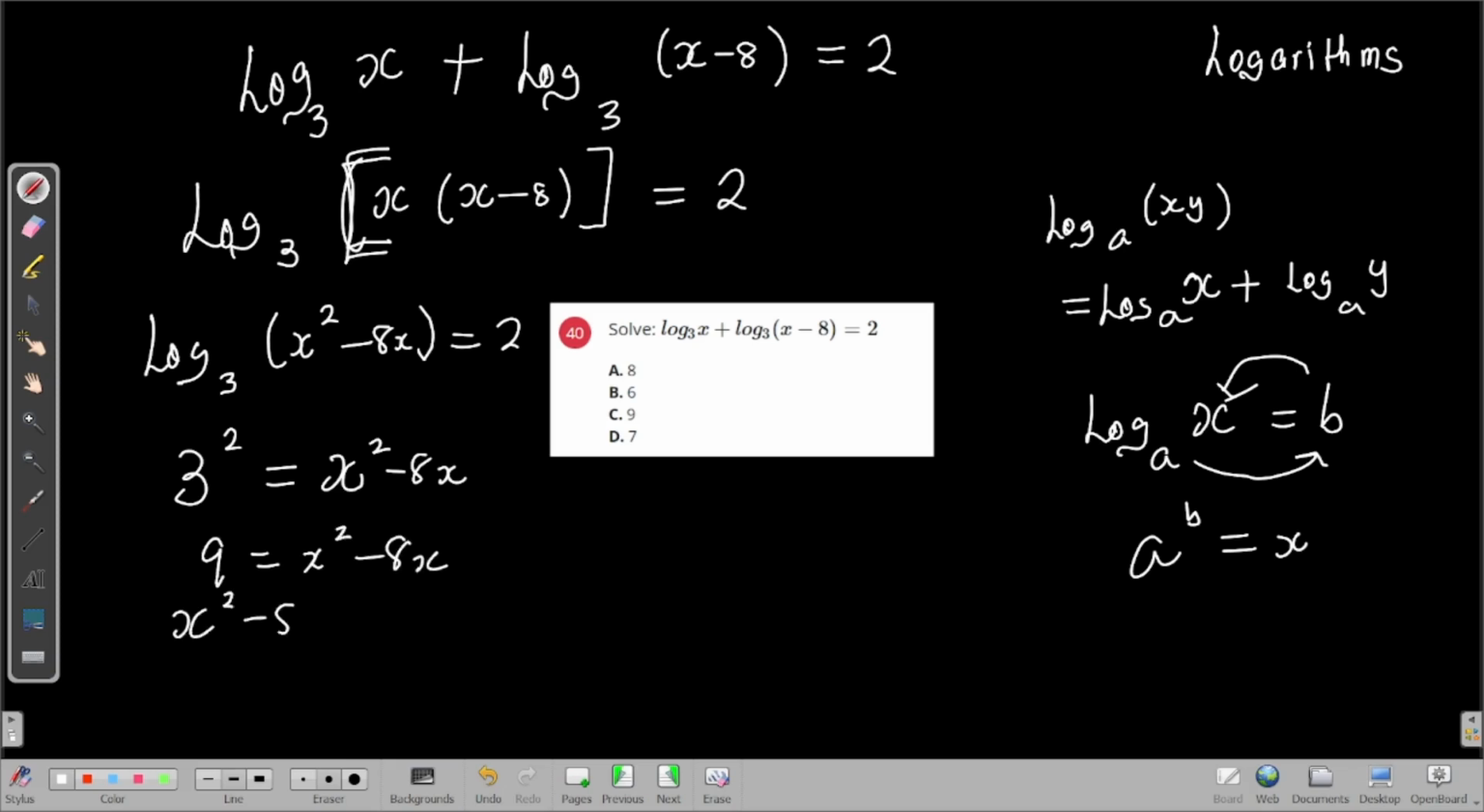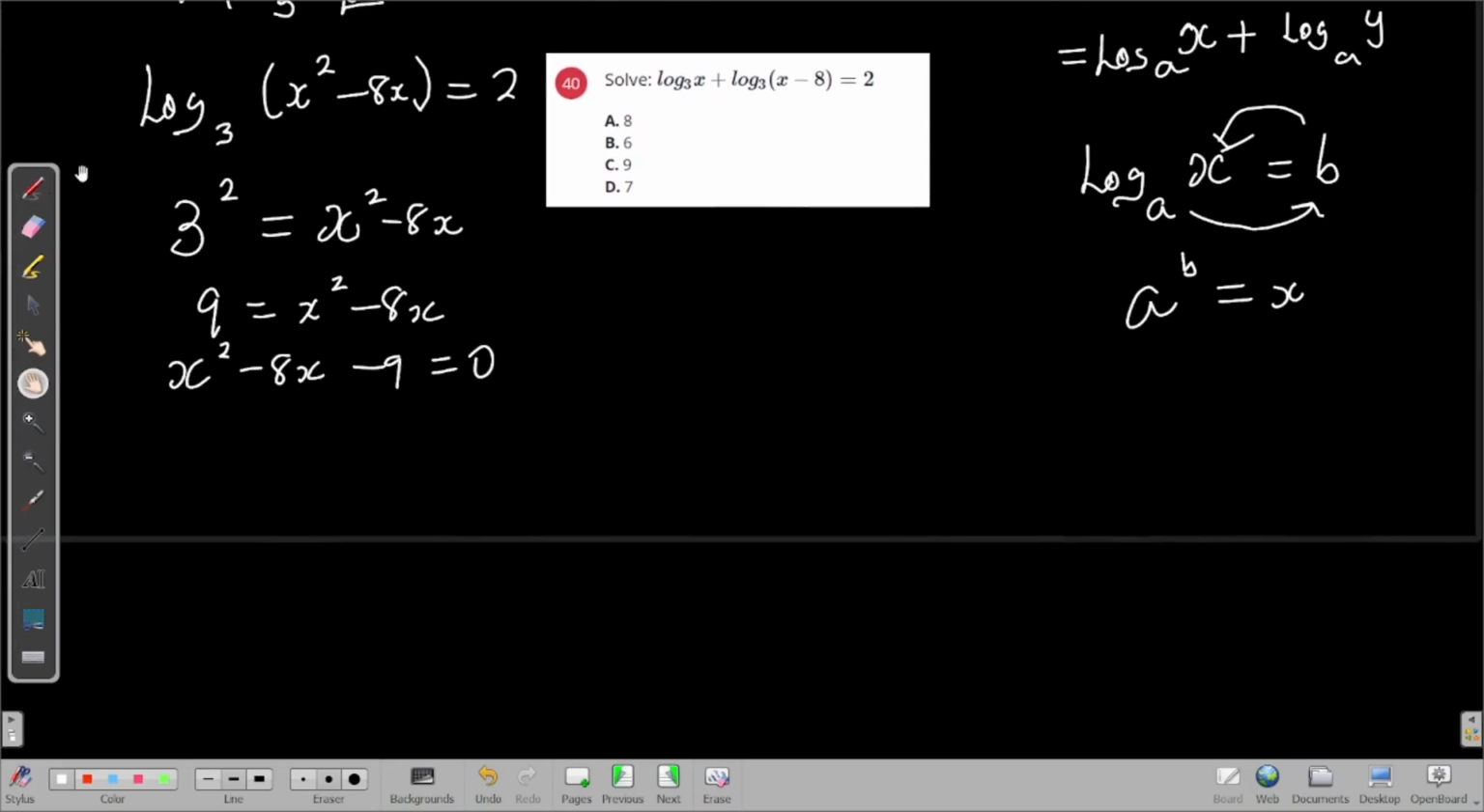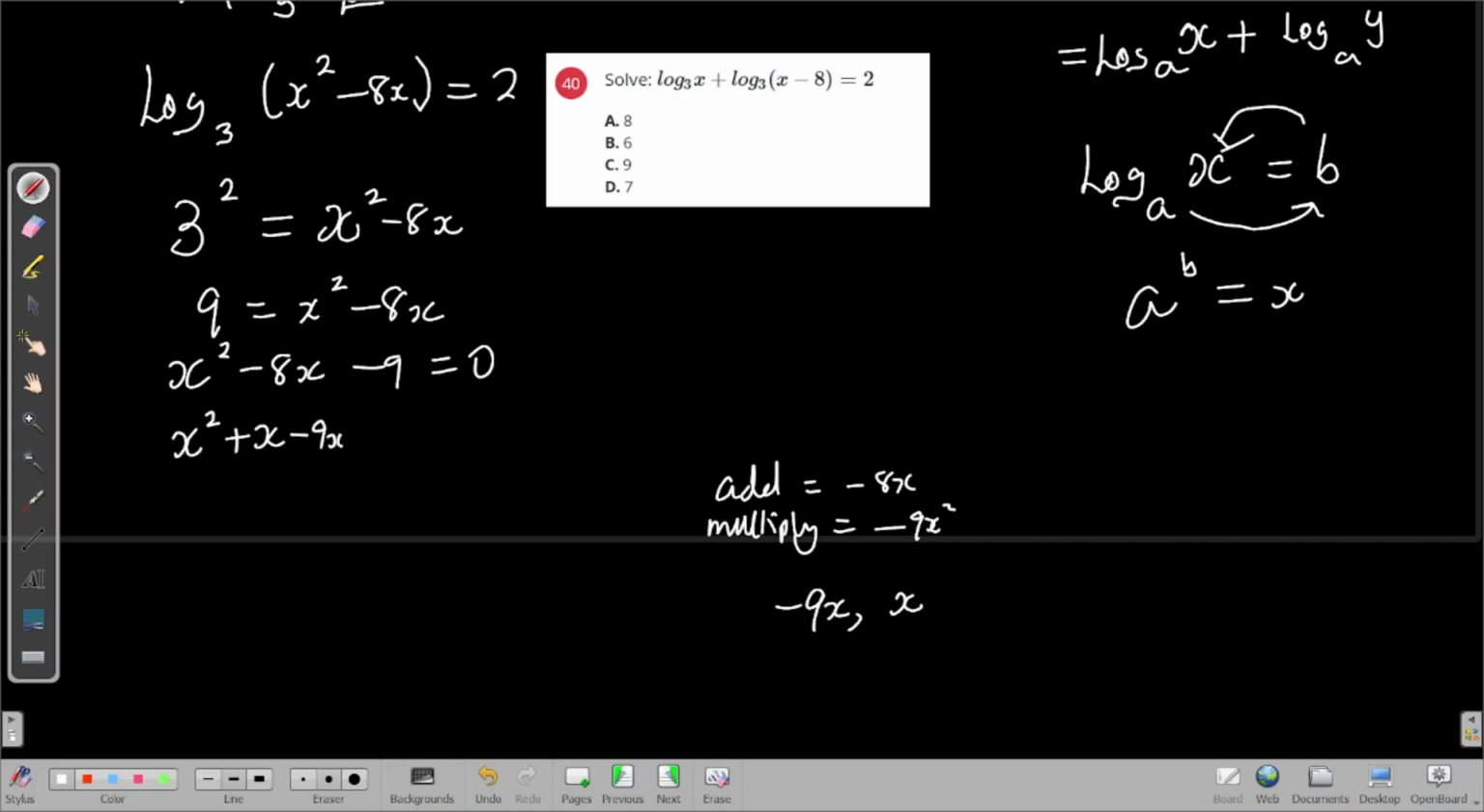Rearrange your equation. Two numbers that when you add, they'll give you minus 8x. When you multiply, they'll give you minus 9x squared. Those two numbers are minus 9x and x. When you add minus 9x and x, it will give you minus 8x. When you multiply, it will give you that. So let's just factorize.